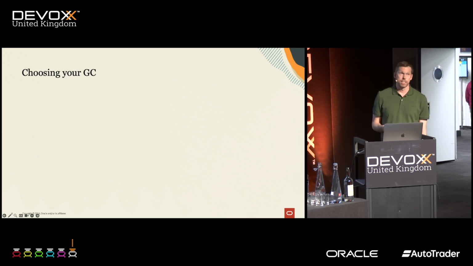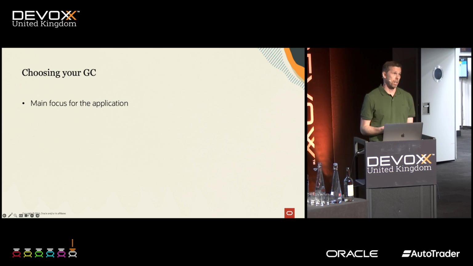So, choosing your GC, this is very important. You need to figure out what is the main focus for your application. What do you care the most about? Do you have a lot of data that you want to process very quickly, or do you have an application where the worst case latencies are very important?